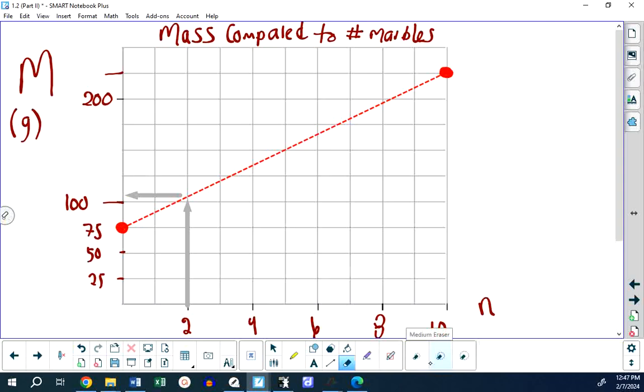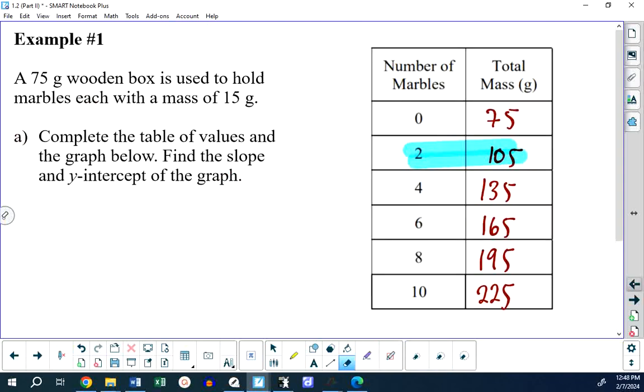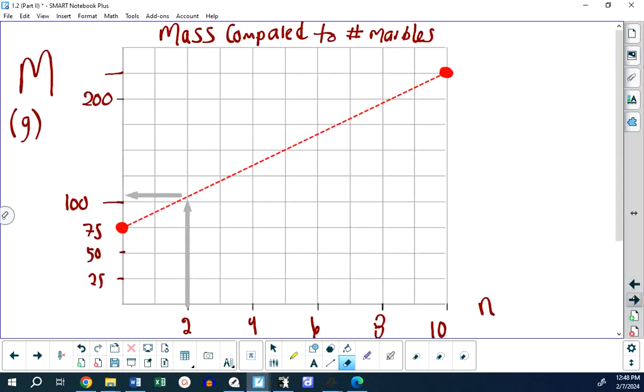All right, there's the graph. What were we asked to do? Find the slope and the y-intercept. Okay, so we've only done the y-intercept thing a couple times. Ryan, do you remember looking at this graph what the y-intercept would be? 75, perfect. It's where the line crosses or touches the y-axis.